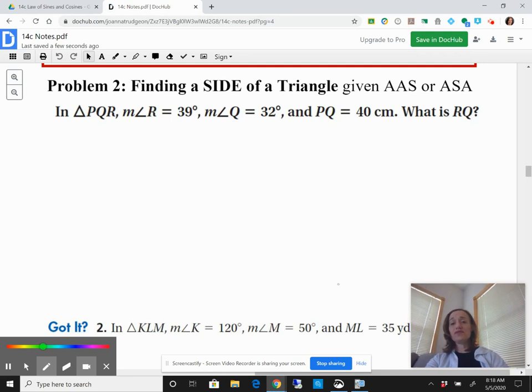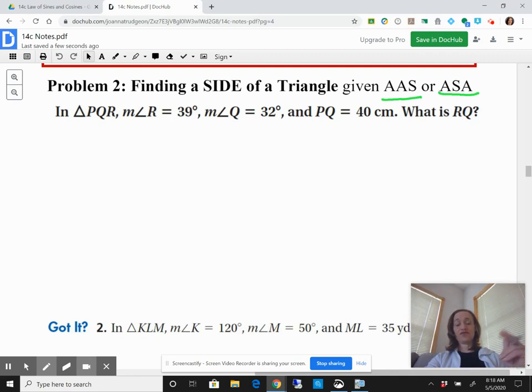All right, so find the side of a triangle. You can use law of sines when you have angle angle side or angle side angle. So if you know two angles in a row and then the next side, or if the side you know is in between the two angles, this is when those ratios will work out where you'll have three of the four things that you need.